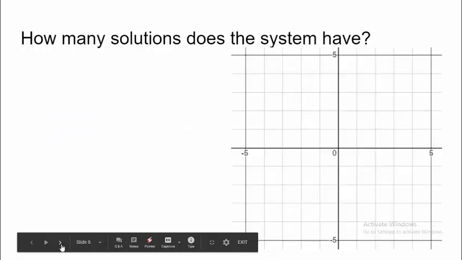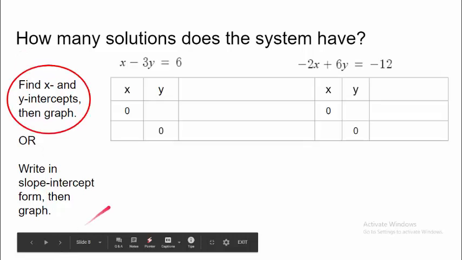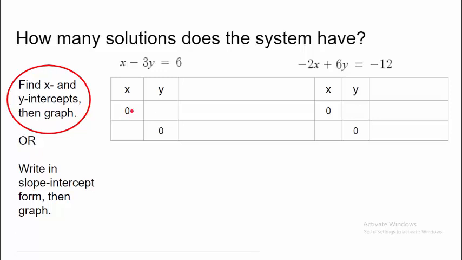All right. What about this kind of a system? So for these 2 equations, we can either find the y-intercepts and x-intercepts and graph, or we could write in slope-intercept form. Since we did slope-intercept form last time, we're going to do x and y-intercepts this time. Okay, so I'm going to set up a little table. To find the y-intercept, we're going to plug in 0 for x. To find the x-intercept, we'll plug in 0 for y.